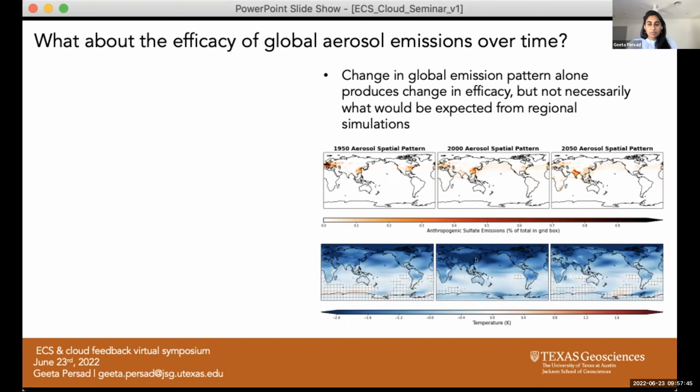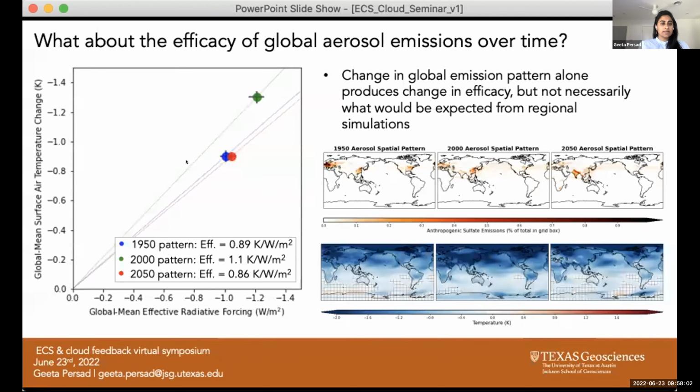And they're largely similar, but there are some notable differences in the spatial pattern. For example, the pattern over Asia, and you can kind of get a hint that the overall strength is a little bit different. So again, we have the same amount of emissions in each of these cases, and they're producing different strengths of response just based on this difference in pattern. And we can see that more explicitly here.